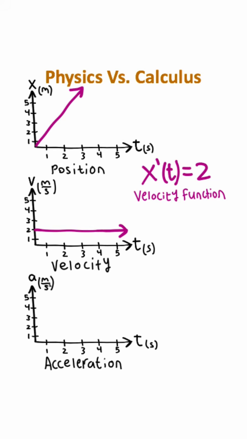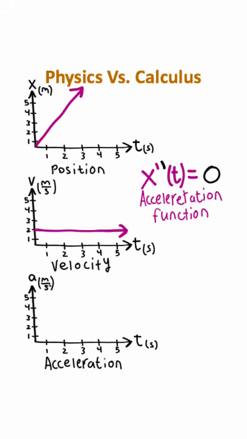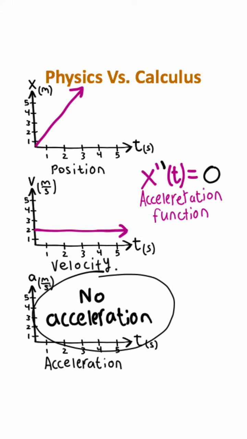Now what if I take the derivative of this velocity function, which is also the second derivative of position with respect to time? I'll end up with the derivative of 2. Anytime you take the derivative of a constant, you're going to end up with 0. So our acceleration is going to be 0 meters per second squared, meaning we don't have an acceleration in this system.